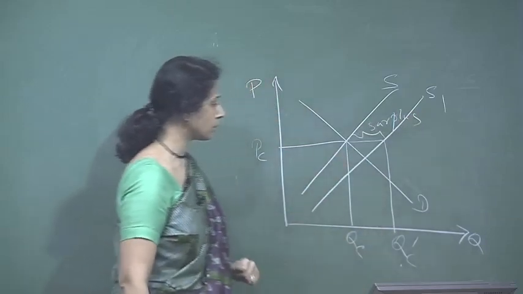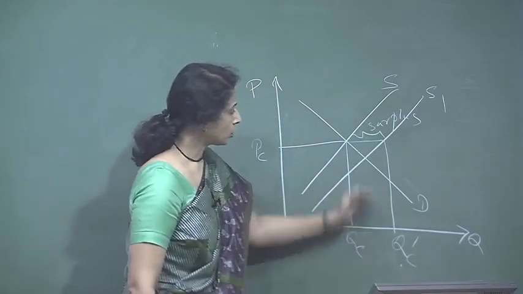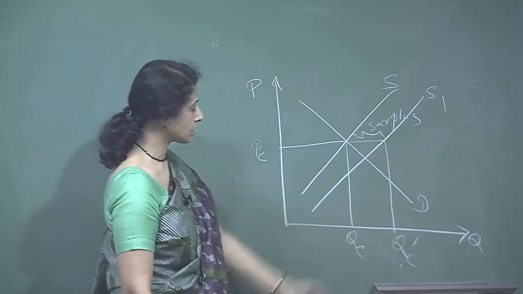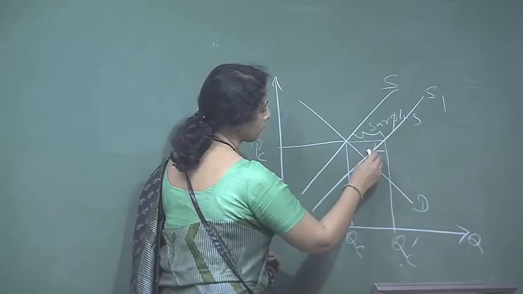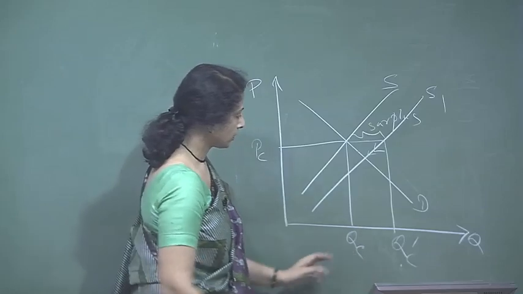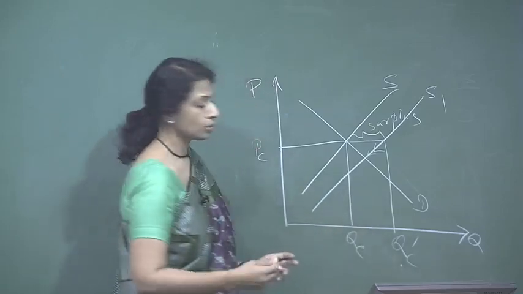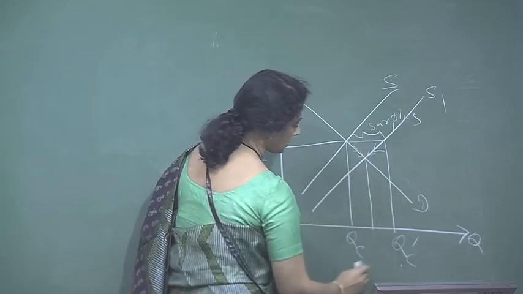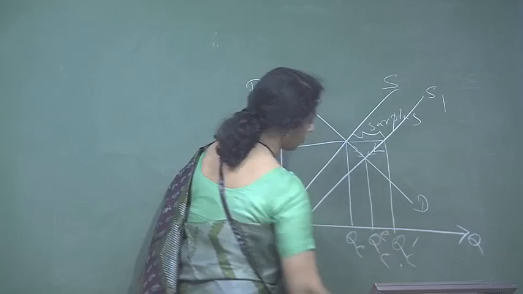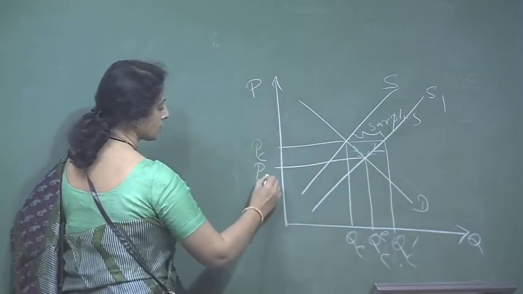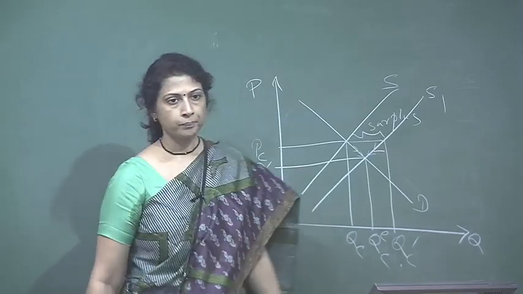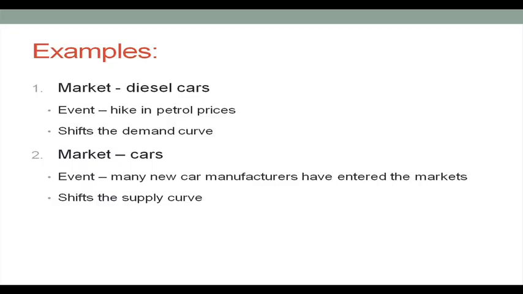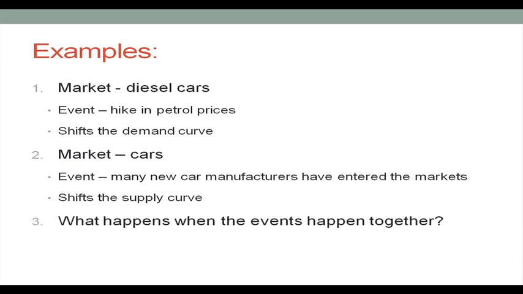So, when there is a surplus in the market, as we discussed, what happens? Suppliers know that there is a surplus, so they will have to reduce the price to sell the units they are willing to sell. So the price goes down, and as price goes down, some people beyond this point would be willing to buy the cars. As price goes down, this is the new equilibrium for cars, and this is the new price at which the cars will be available. This is the explanation of the event, many new car manufacturers, and how it shifts the supply curve.